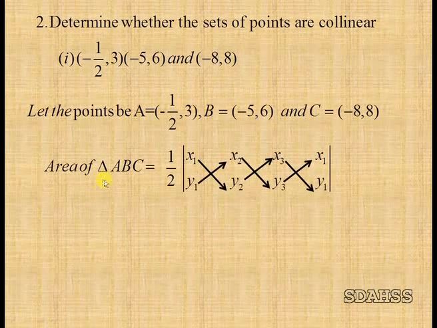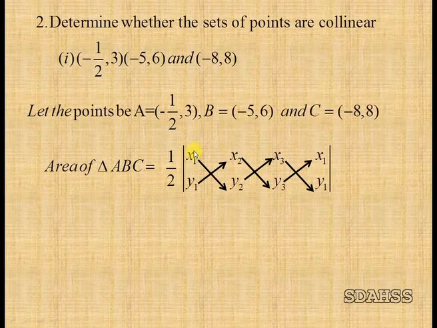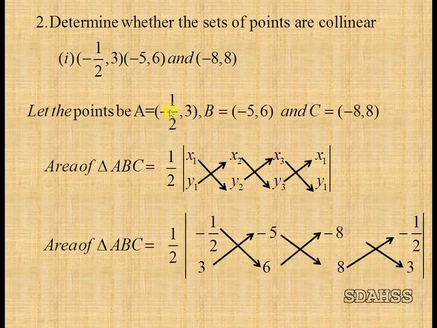Then write the formula. Area of a triangle ABC is equal to half, x1, y1, x2, y2, x3, y3, x1, y1. Now substitute all the values in this formula. This is x1, y1, minus 1 by 2, 3. This is x2, y2, minus 5, 6. Third point is x3, y3, minus 8, 8. Again x1, y1, you have to write the first point, minus 1 by 2, 3, then cross multiply.